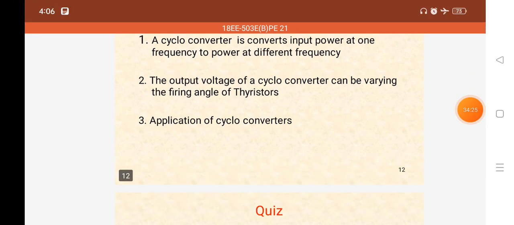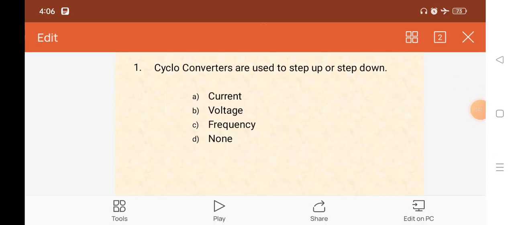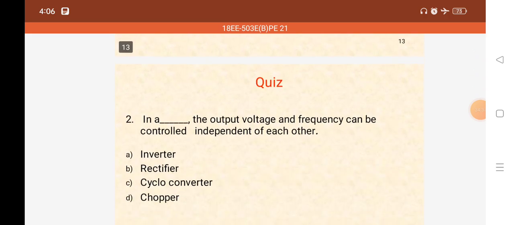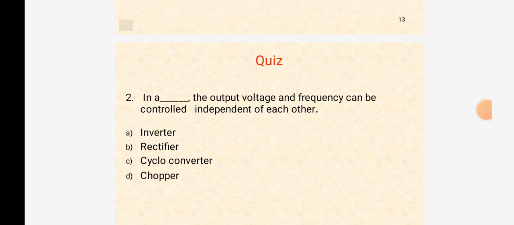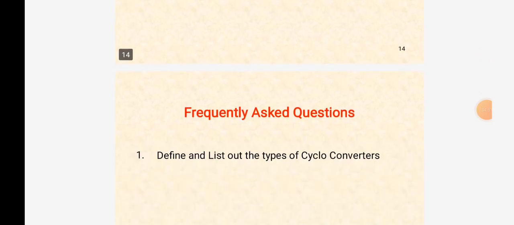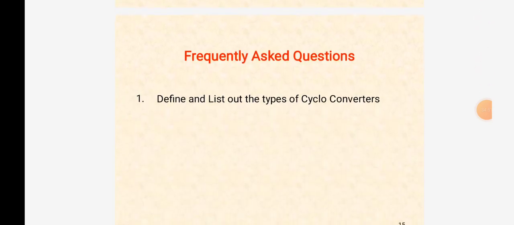So here we have a few quiz questions. Cycloconverters are used to step up or step down mainly the frequency. And here is one more quiz question: in a dash, the output voltage and frequency can be controlled independent of each other, is the cycloconverter. Next, this is a frequently asked question: define and list out the types of cycloconverters.